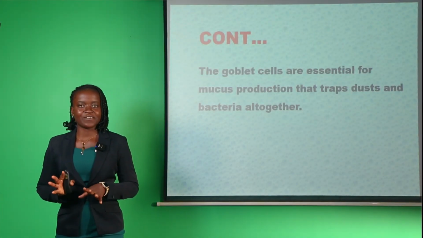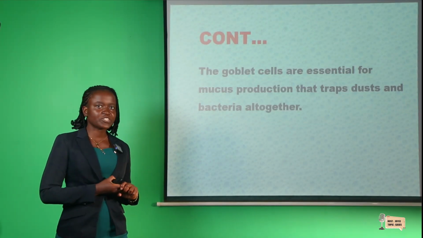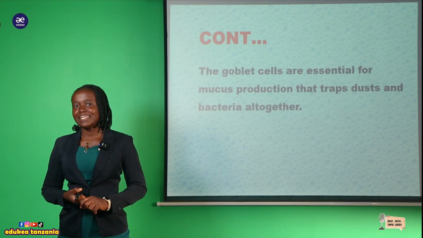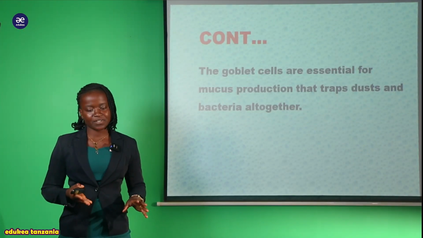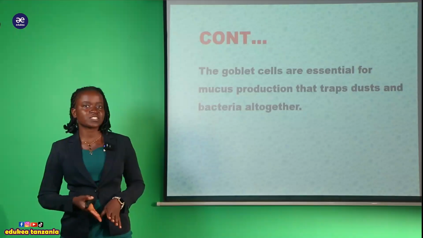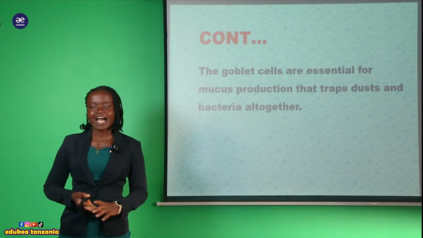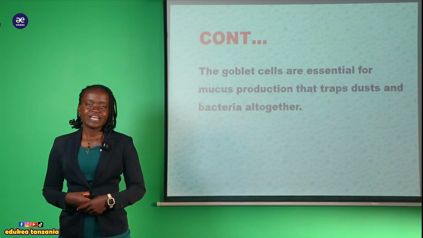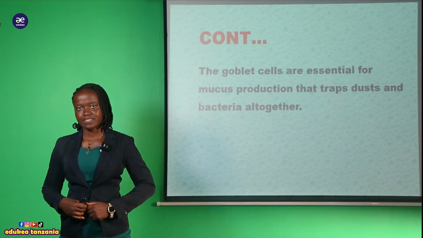Okay, now my student, here we are proceeding looking at the structure of the mammalian lungs. In the mammalian lungs, we have seen that we have several parts. We have the trachea, the bronchi, bronchioles, alveolar duct, and alveoli. All of those constitute the structure of the mammalian lungs.